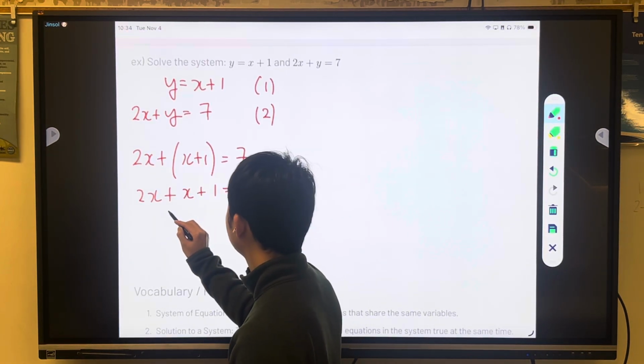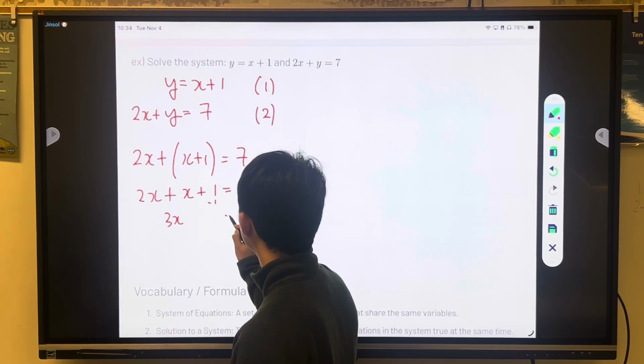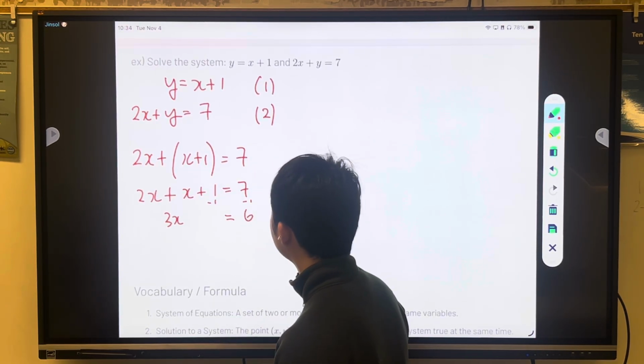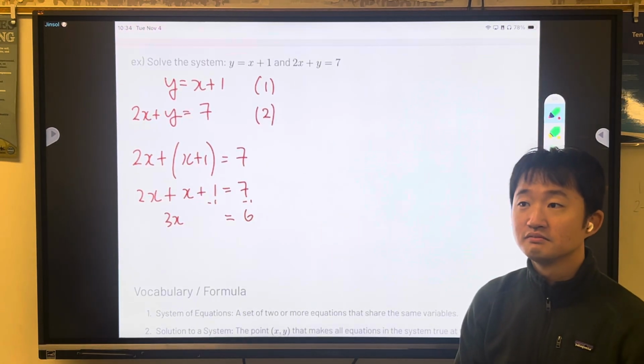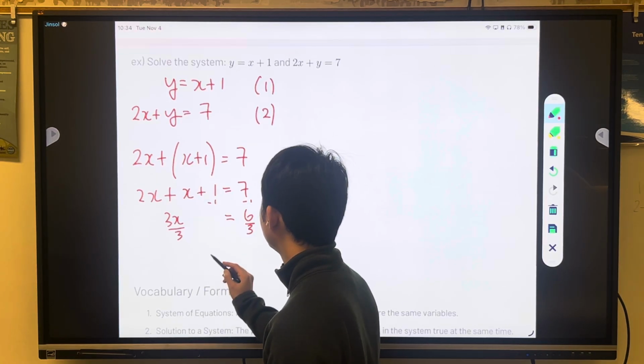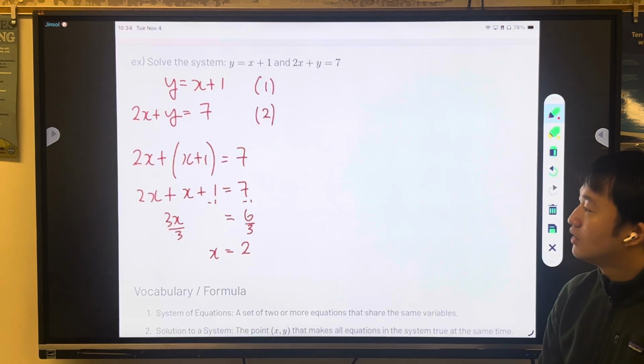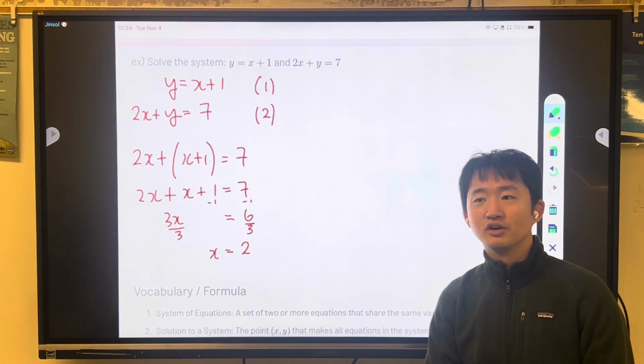Let's collect like terms. That's 3x. And then also let's do minus 1 on both sides. That's going to be 3x is equal to 7 minus 1, which is 6. And then solve the equation by dividing by 3 on both sides. That's x equals 2. So we got x equals 2.